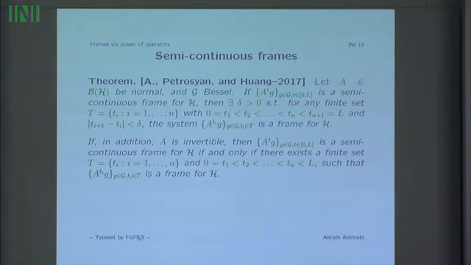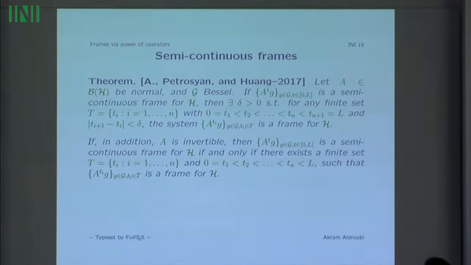If this is a semi-continuous frame for H, then we know that there are finitely many discrete times in [0, L]. As long as these times are sufficiently close to each other, then the discrete system is also a frame for H. So if you have a semi-continuous frame, you can always discretize it and get a discrete frame. And the converse is also true.